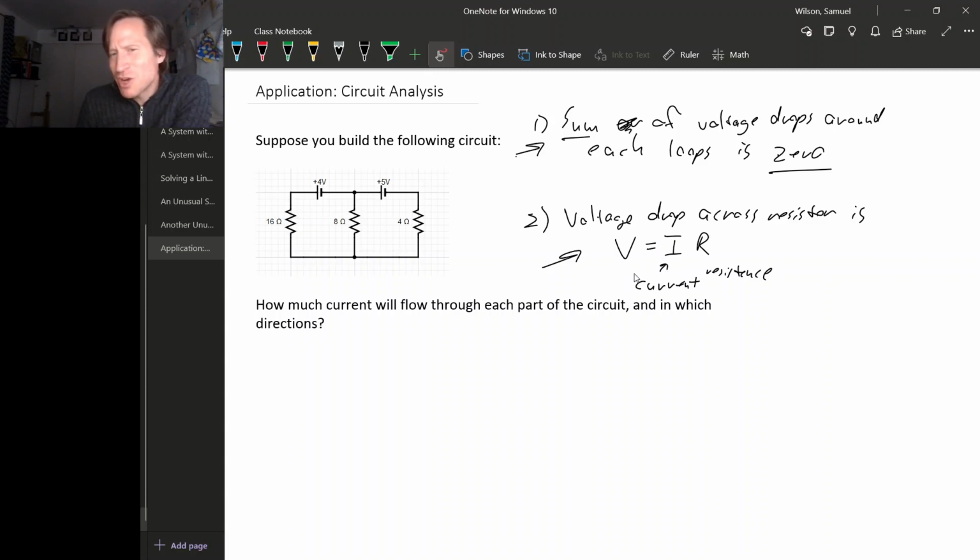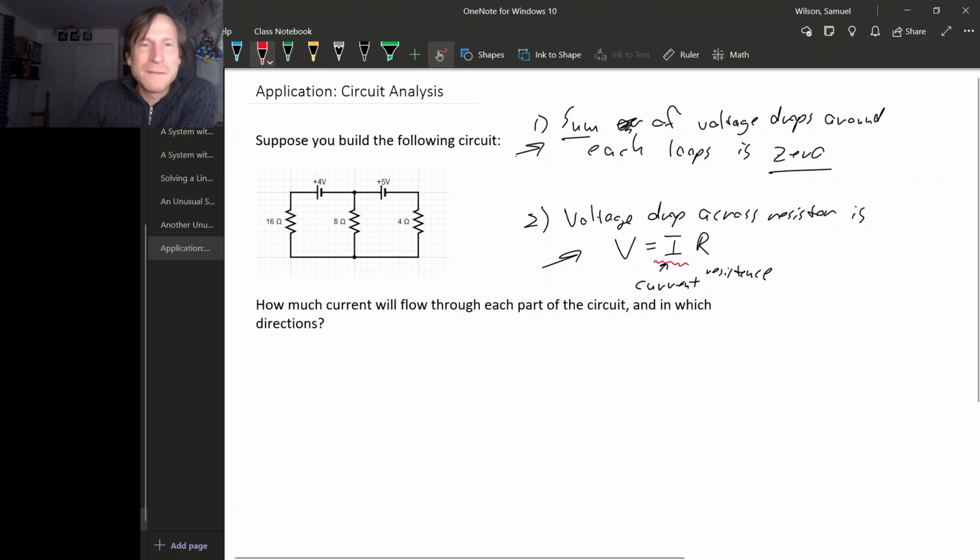You can see that we're going to need some variable to represent the current across each of these resistors, because we need to know that to be able to write down the voltage drop. So let's give the current across this resistor a name. Let's call it I1. And the current here, let's call it I2. And the current here, let's call it I3.